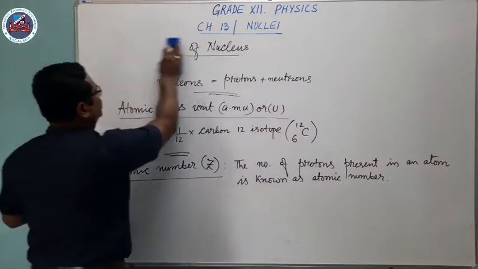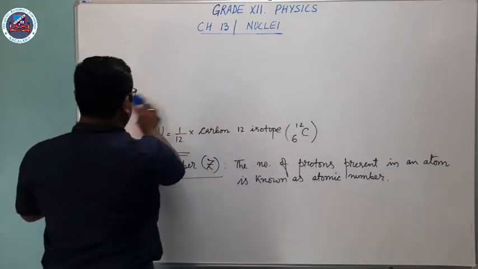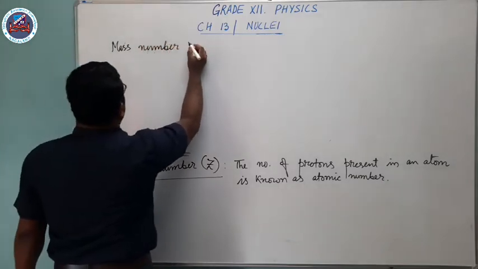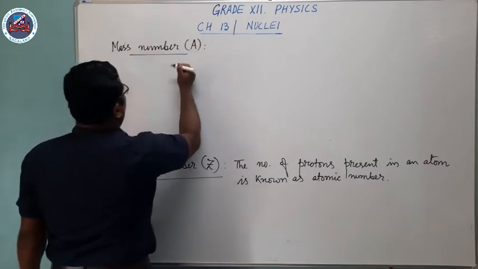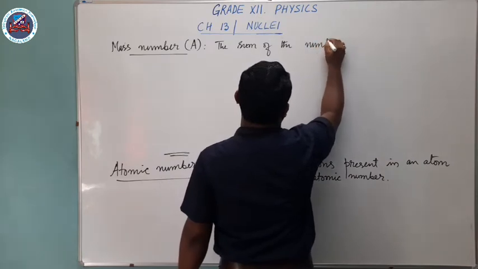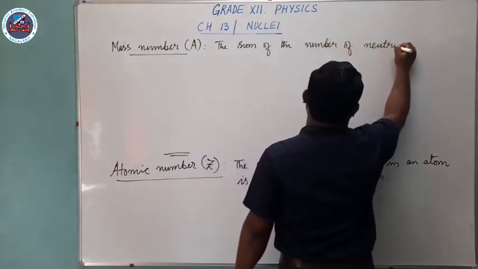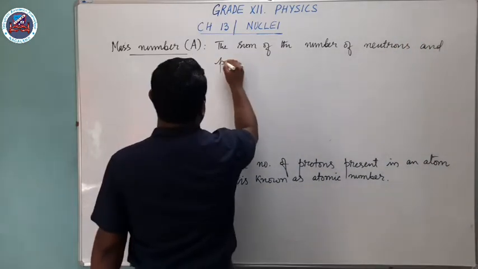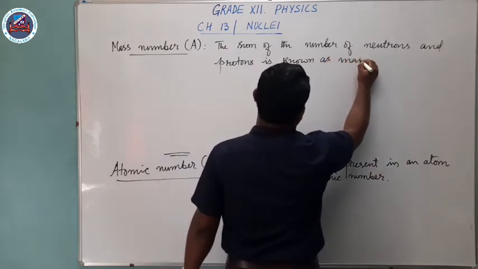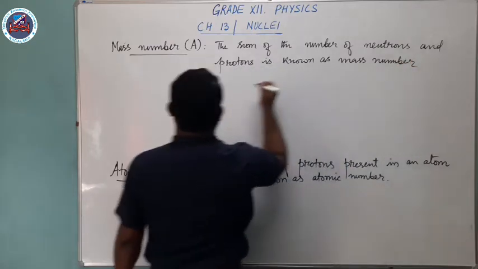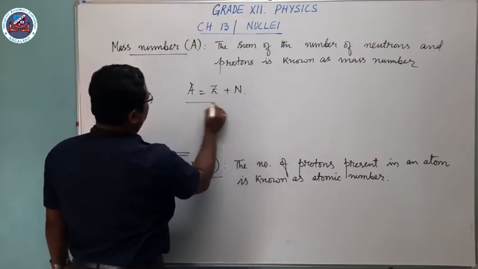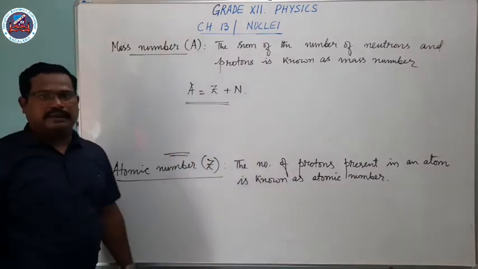The next thing that you will have to know is about mass number, that is A, we write. The sum of the number of neutrons and protons is known as mass number. Now mass number is equal to the number of protons, that is Z, plus the number of neutrons, that is N. This gives us the mass number. The mass number is denoted by letter A. These are the few things you have to know.